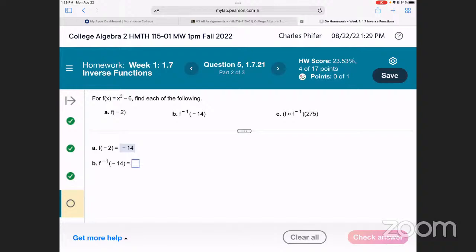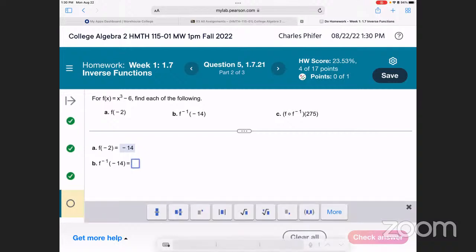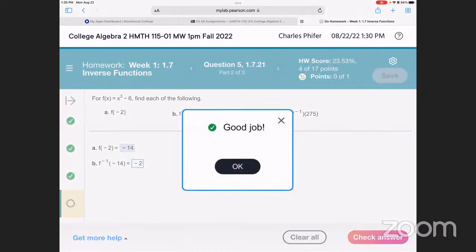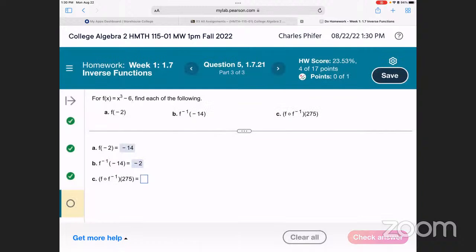So for part A, when we plugged in x equals -2, the output was -14. So then if we plug -14 into the inverse, it's going to undo whatever we did. If we started with -2 and we output -14, when we put -14 into the inverse, it undoes it and takes us back to where we started. So that one should be -2. So no real calculation there. That was more of a concept. The inverse basically undoes our function.